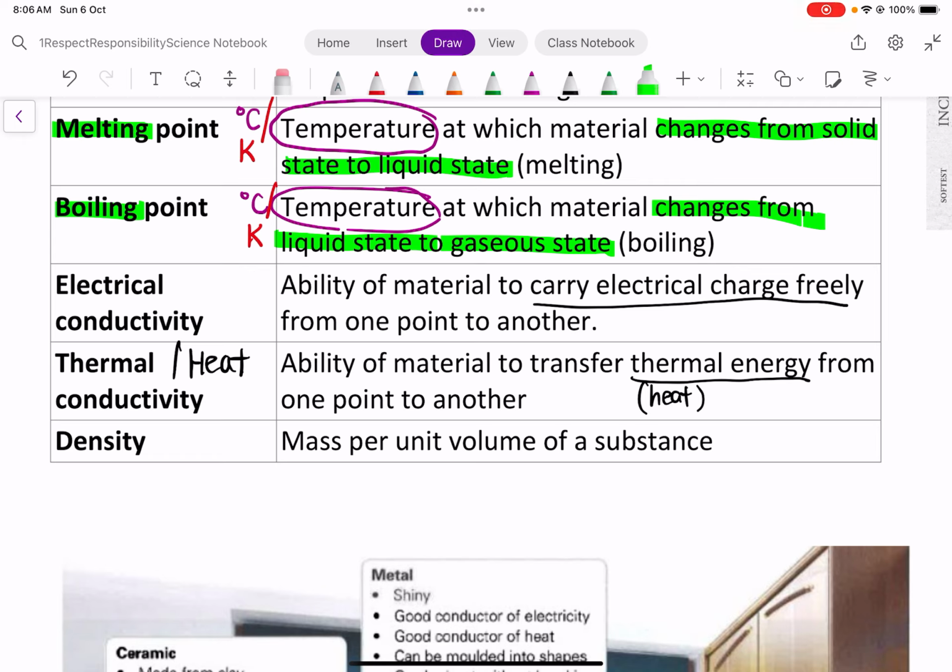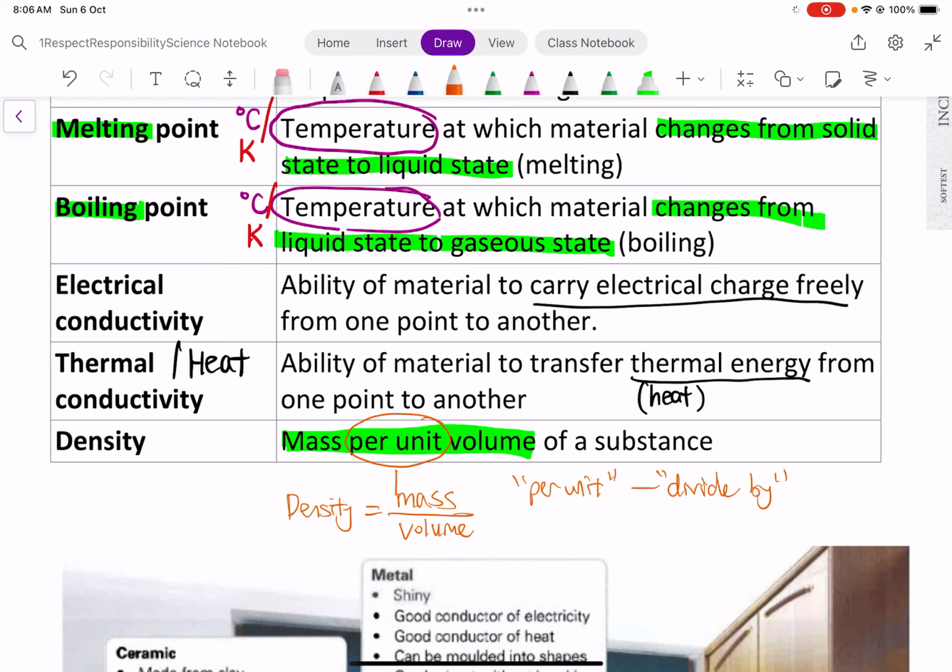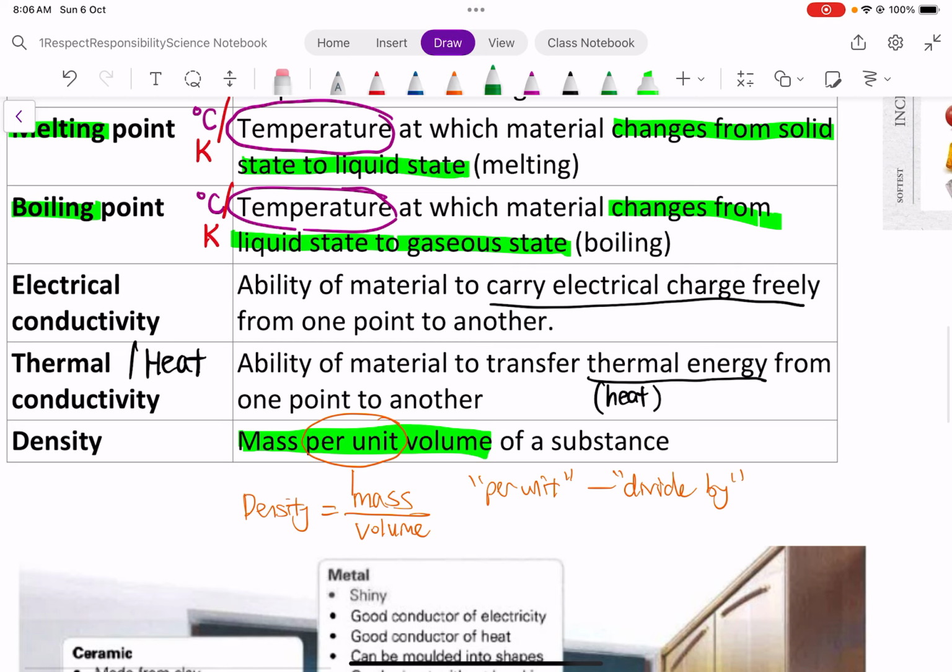Now, density is defined as the mass per unit volume of a substance. Whenever you read this word per unit, what it means is this. Density is mass divided by volume. So per unit literally means divide by. So mass per unit volume means mass divide by volume. Now density is important because density allows you to work out if the substance will sink or float.